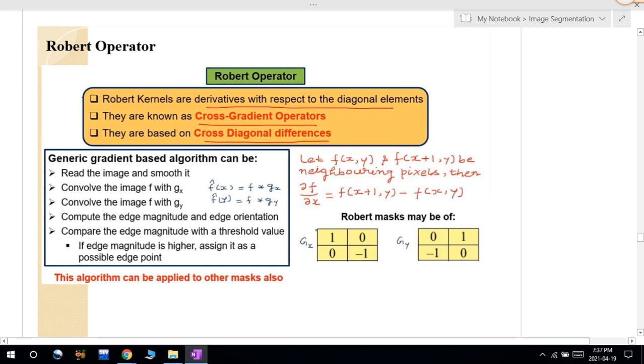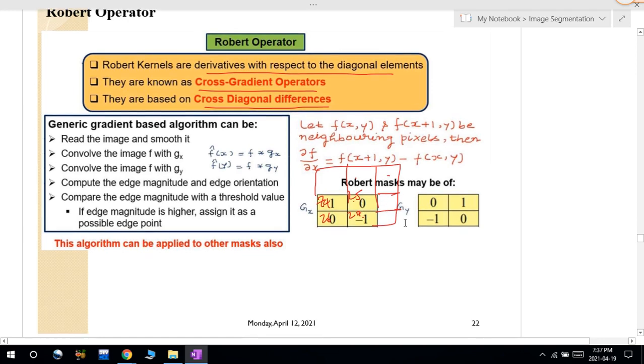We don't consider the remaining points; whatever remains, we won't consider, only the diagonal values. We have Z1, Z2, Z3, Z4, Z5, Z6, Z7. So this is your Z4, this is your Z5, this is your Z6, and this is your Z7. Like this, we will consider only those points. So that is the case for the Roberts operator.